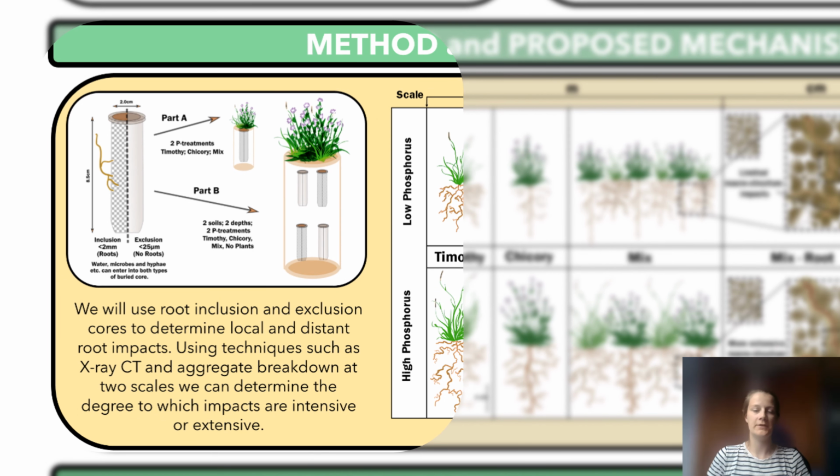The experiment is split up into two parts. The results of part A are presented briefly here, whilst part B is ongoing. We plan on using root inclusion and exclusion cores to separate local root impacts from these distant root impacts, plus they'll give us intact specimens to study soil architecture.